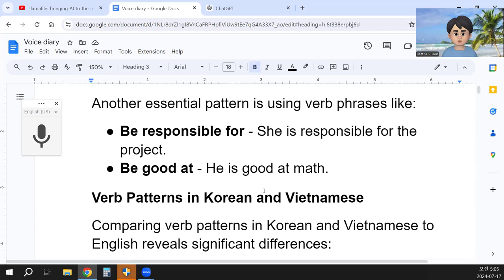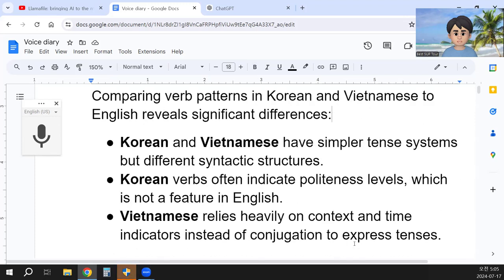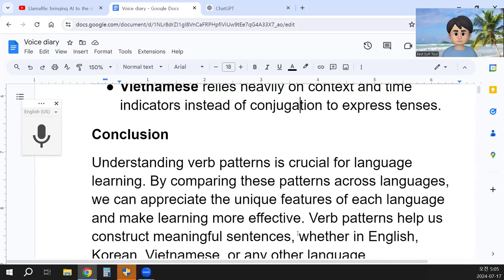Verb patterns in Korean and Vietnamese. Comparing verb patterns in Korean and Vietnamese to English reveals significant differences. Korean and Vietnamese have simpler tense systems but different syntactic structures. Korean verbs often indicate politeness levels, which is not a feature in English. Vietnamese relies heavily on context and time indicators instead of conjugation to express tense.